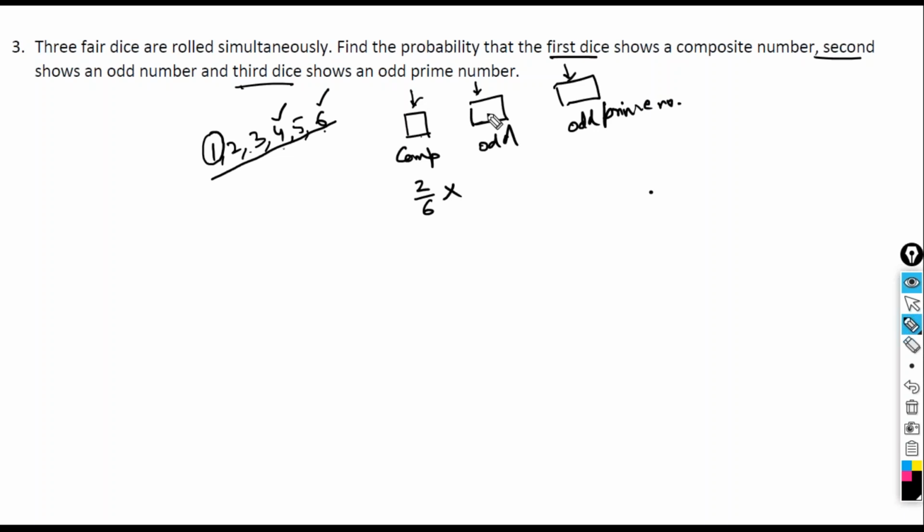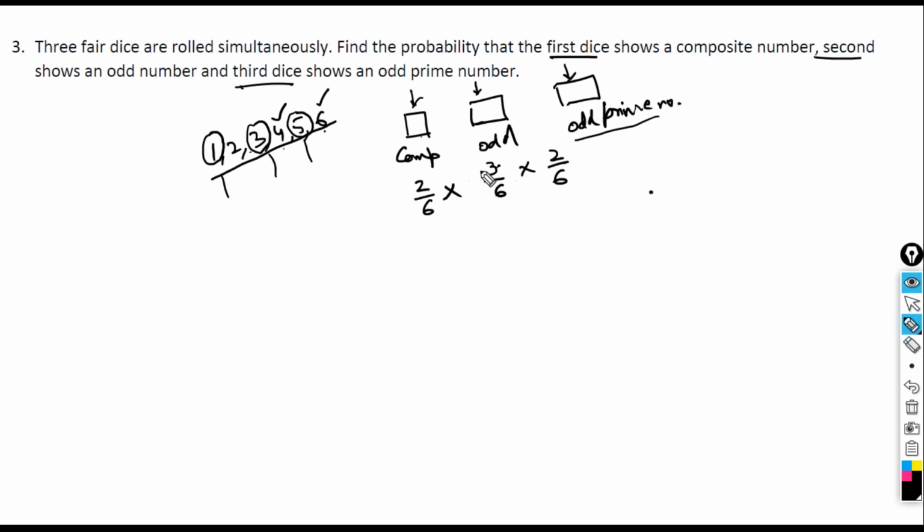In the second case, I require an odd number. So the odd numbers are going to be 1, 3 and 5. There are three favorable cases out of 6. In the case of an odd prime number, 3 and 5 are the only odd prime numbers out of 6. So the required probability is 2 by 6.